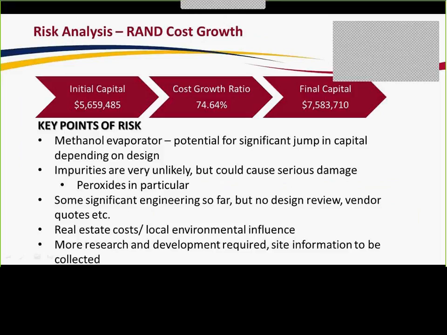So the initial capital that Chemicon was giving us was approximately $5.6 million. But when we applied the RAND cost growth, taking into account some of the newer unit operations that we had designed and some of the factors that we hadn't taken into account, it actually inflated up to about 7.5 million, simply because based on past experiences for some process plants, the RAND company was able to put together this model.